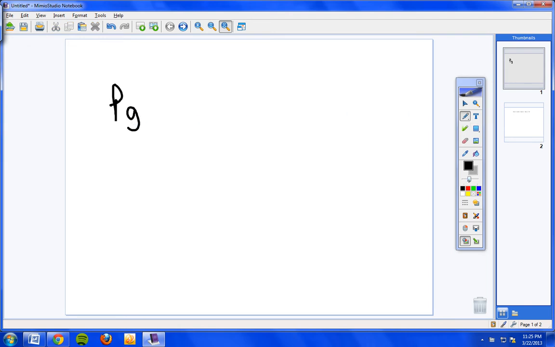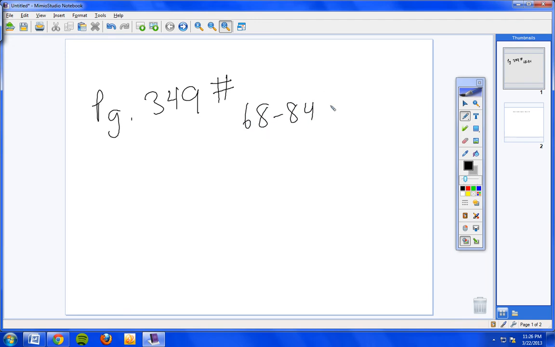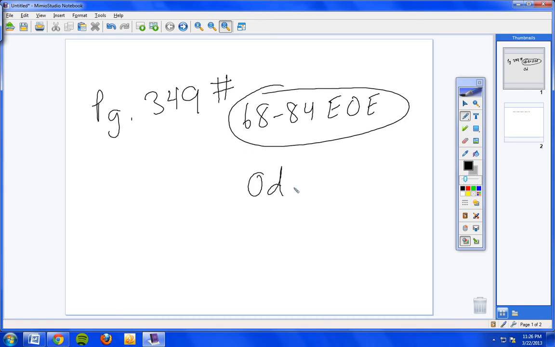Let me change this size real quick, make this a little less big since we're not in class. Okay, you mentioned to me page 349, and you can look that up if you want to while I'm writing this. You wrote down page 349, numbers 68 through 84, every other even. Now, if you're trying to get the 5 bonus points for your test, that means you have to do these. I will let you do the odds if you would like. That's fine with me. I don't mind that.